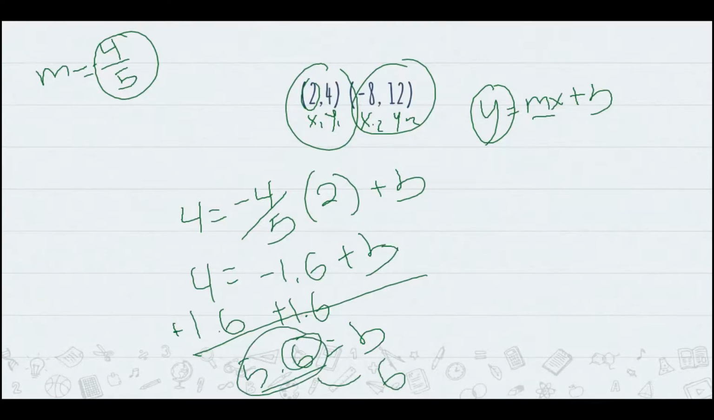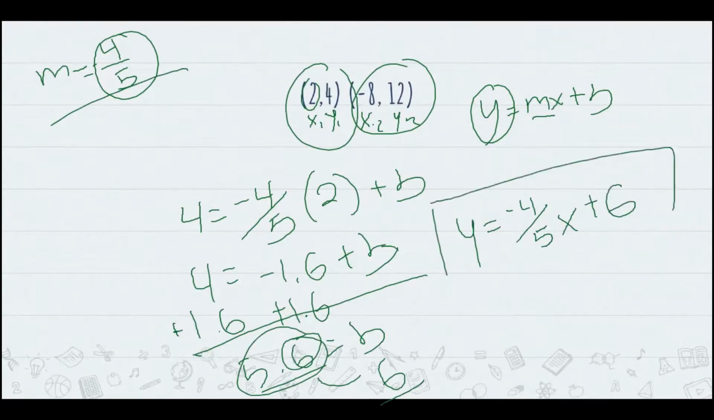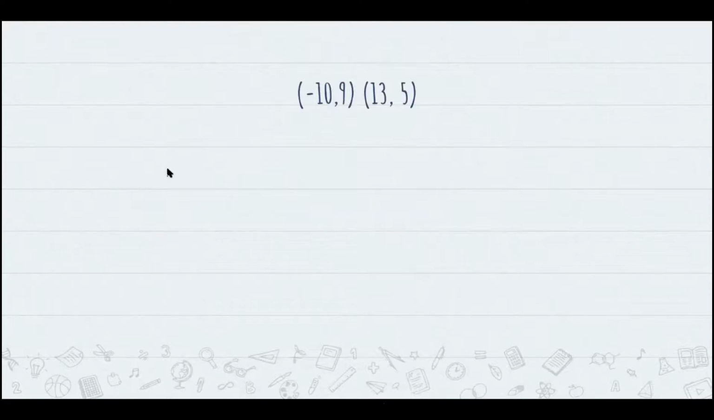So our final equation with our m and our b would be y equals negative 4 over 5 x plus 6. This is our final equation. And now I'll be doing another example.